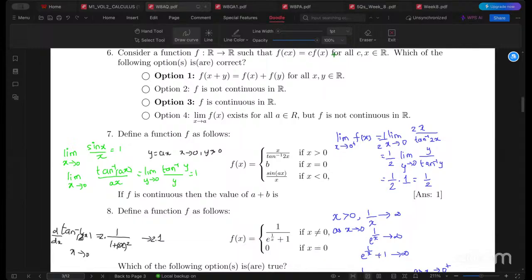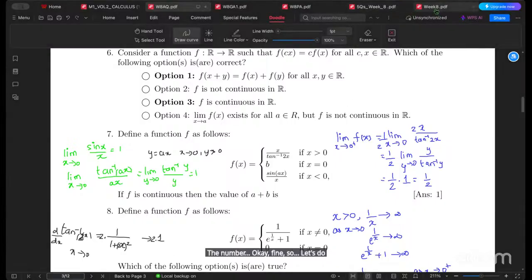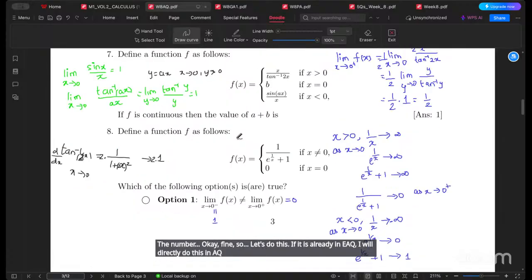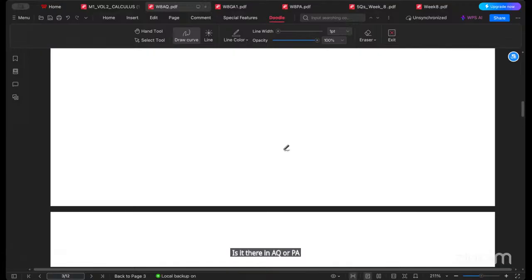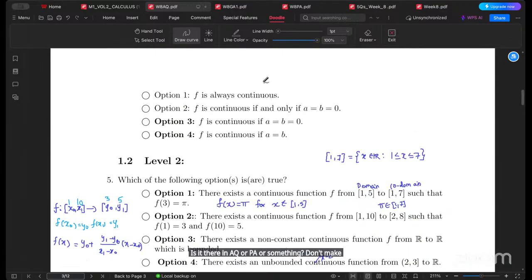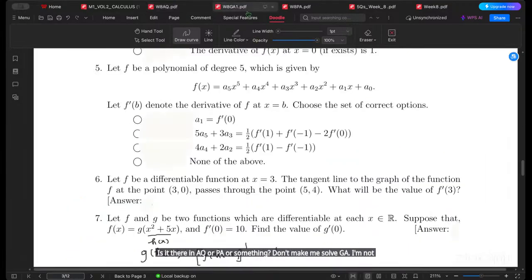Ma'am, what about this 17x? Ma'am, please do this once. Okay, fine, let's do this. If it is already in AQ, I will directly do this in the AQ page itself. Otherwise, I have to write it here. Is it there in AQ or PA or something? Don't make me solve GA. I'm not aware what is exactly there in GA.